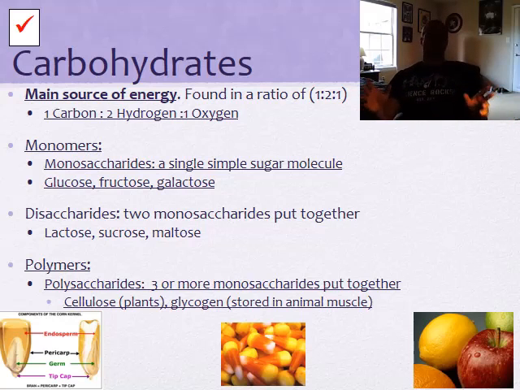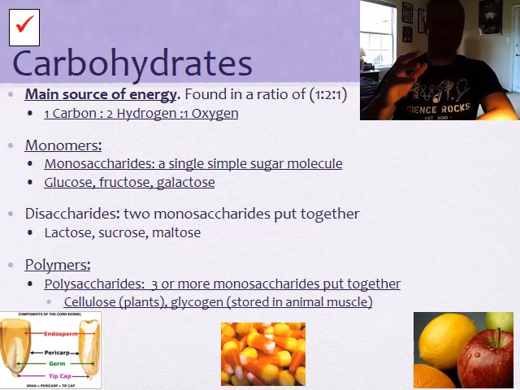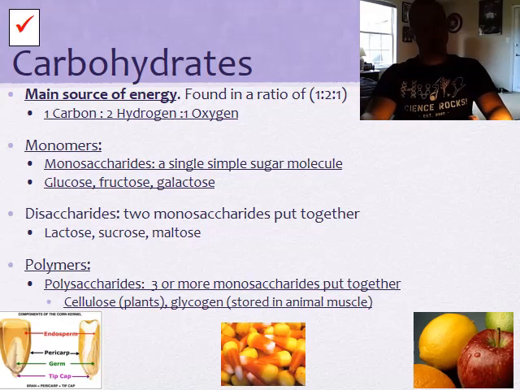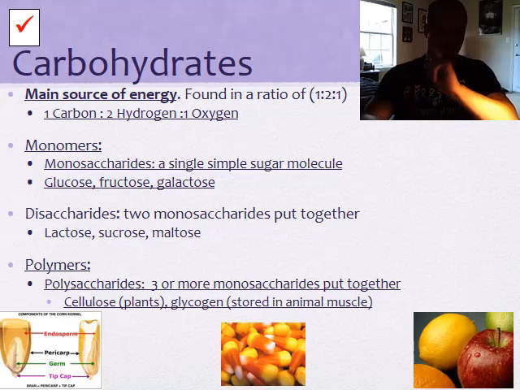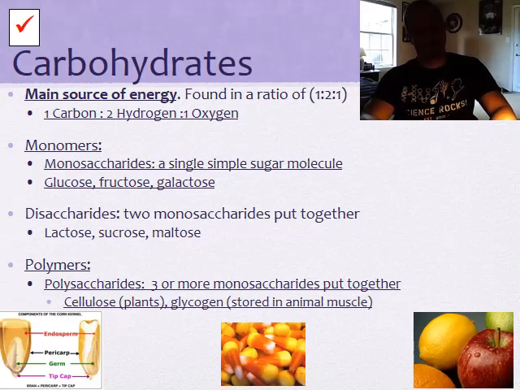The first type of macromolecule we're going to be talking about today are carbohydrates. Carbohydrates are the body's main source of energy, found in a ratio of 1 to 2 to 1: 1 carbon for every 2 hydrogen and 1 oxygen. The monomers, or building blocks, are called monosaccharides. Mono meaning single, saccharide meaning sugar. So a monosaccharide is just a simple sugar molecule.